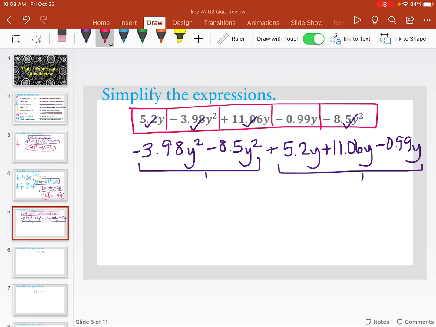Now I can go ahead and do that work. So over here for the y squareds, I have a negative, and then it's subtraction. So keep, change, change. It's really negative plus negative. So same signs, add and keep.